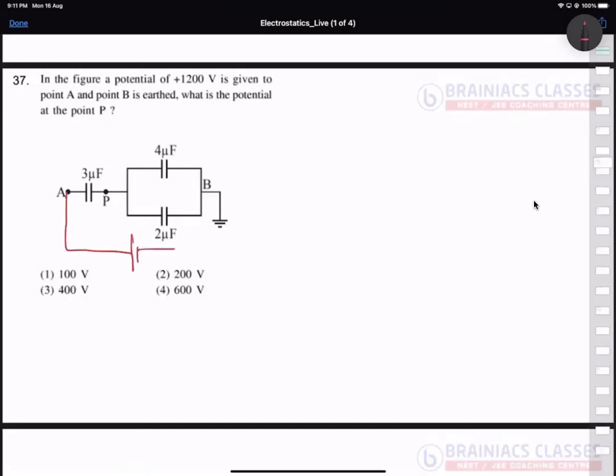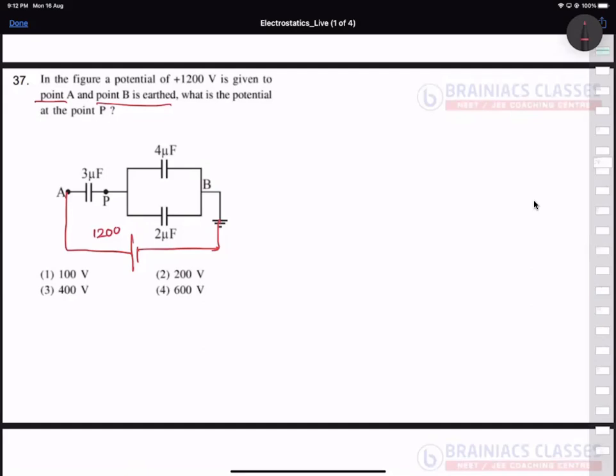The question is given: 1200 volt connected at the point A, and B is earthed, B grounded. So 1200 volt is given to A, B is grounded. Ground means you can consider it like the negative terminal of the battery. On the B side, what is given is 0. So instead of giving the diagram like this, they told it is 1200 at A. 1200 at A means A with respect to B: the voltage of B is 0, the voltage of A is 1200 volt. Plus 1200 volt means A terminal is positive.